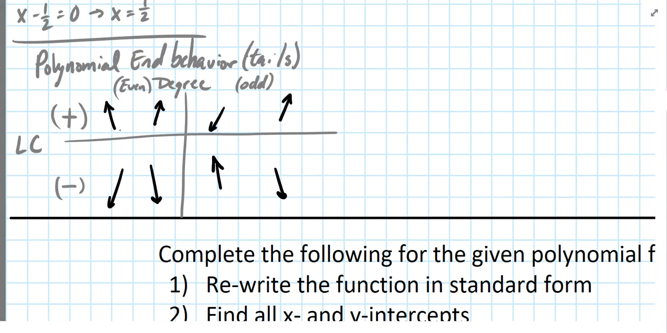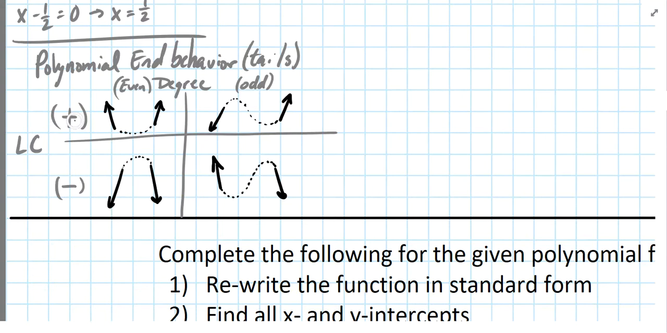The number of turns and additional behavior in between the tails is also determined by the degree and the remaining terms of the polynomial, which would require some additional investigation. But at least this we know is true by simply looking at the leading term, the leading coefficient. Again, when the degree is odd, the tails point in opposite directions. When the degree is even, the tails point in the same directions.